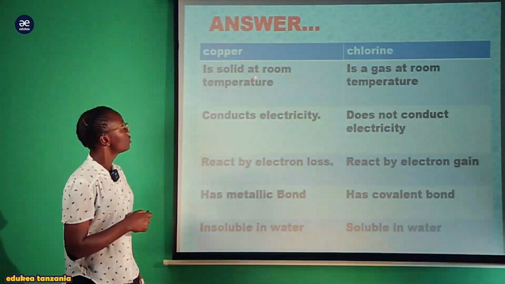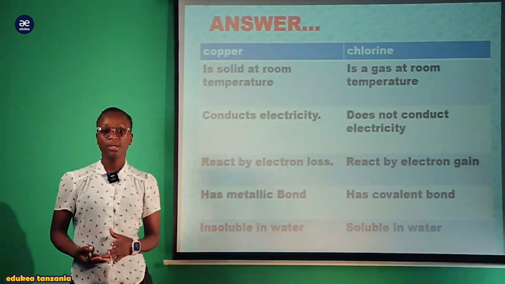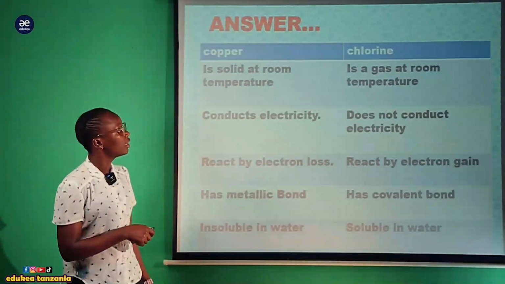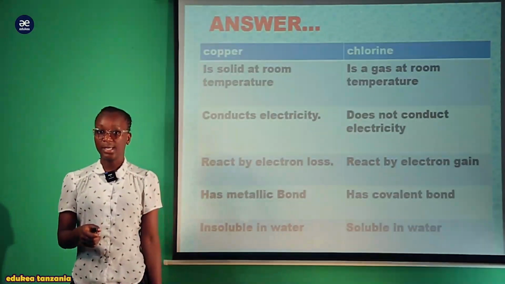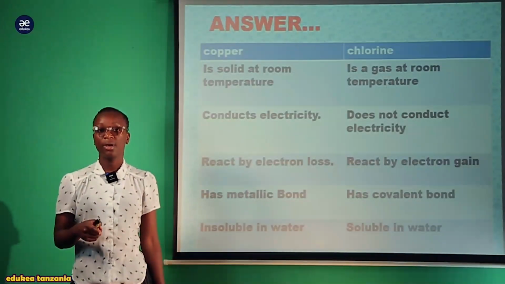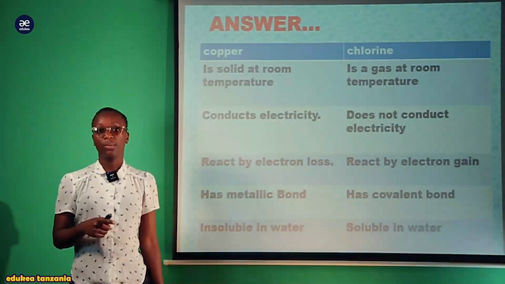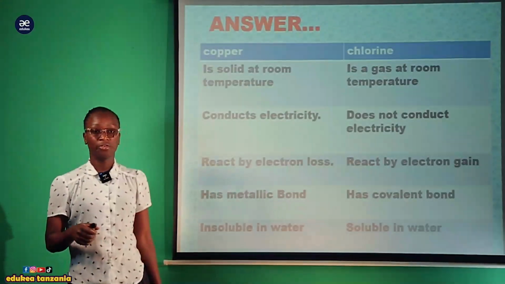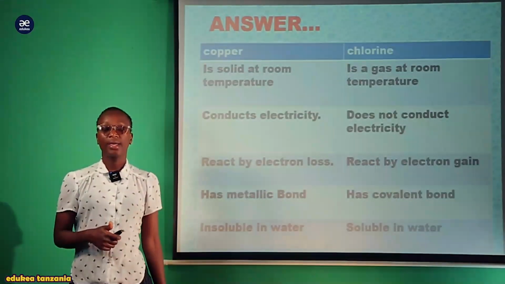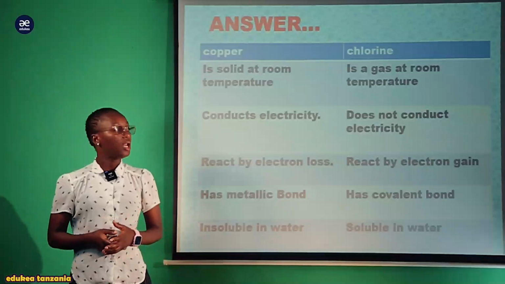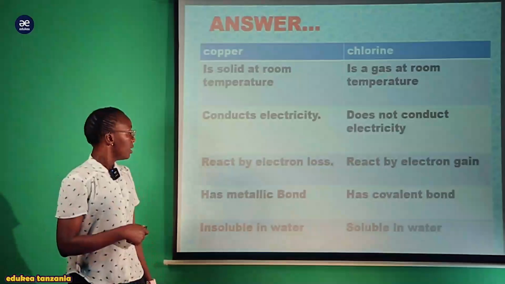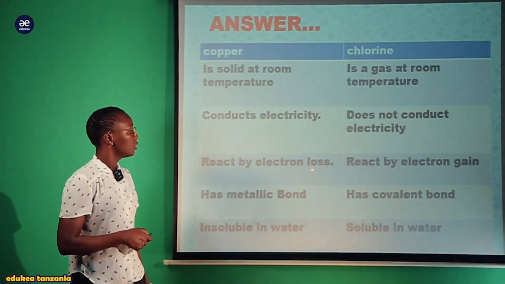Therefore, copper, the first one is solid at room temperature. Kwamba at room temperature solid obviously, copper inakuwa solid. Lakini ukija kwenye chlorine, at room temperature ina exist as a gas kwa sababu ina exist kama diatomic element ambayo ni chlorine with two molecules of chlorine. Therefore another is conduct electricity. Kwamba copper inakuwa na uwezo wa kuconduct electricity, lakini tunapokuja kwa chlorine does not conduct electricity.